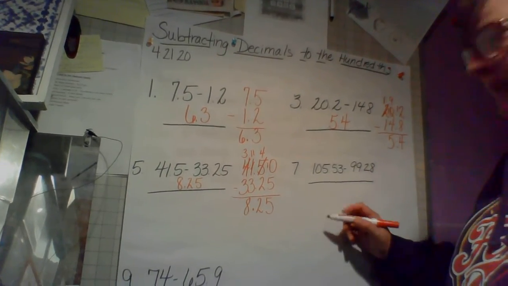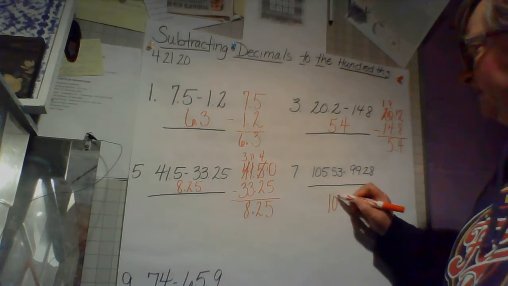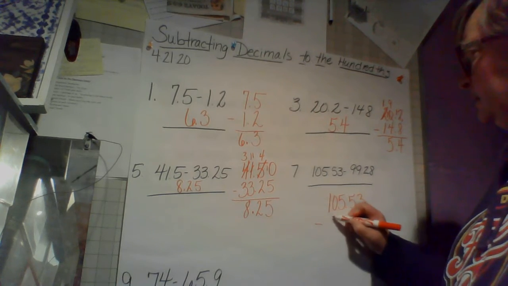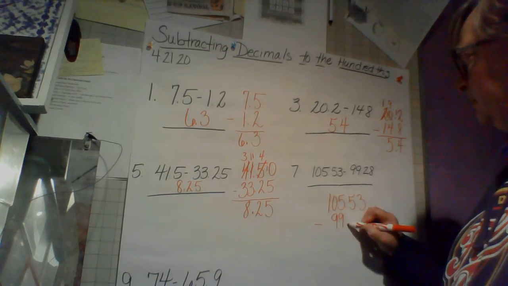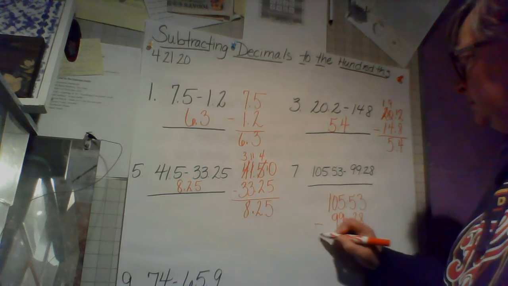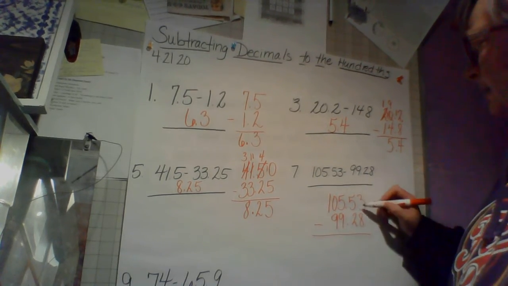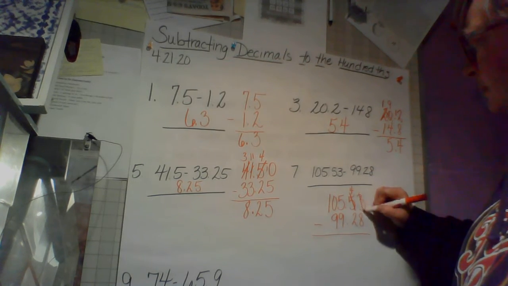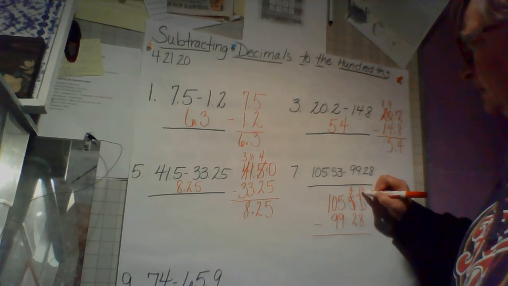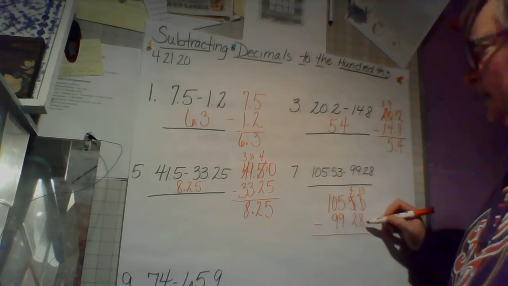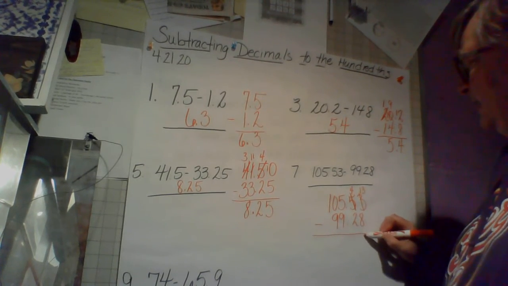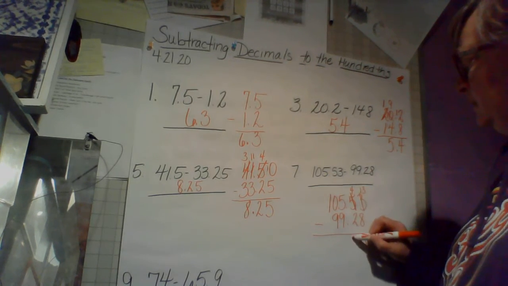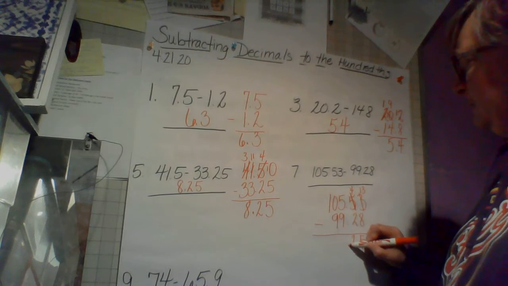Alright, number 7, 105.53 minus 99.28. Alright, so I'm going to my neighbor, I'm going to exchange. 10 plus 3 is 13. 13 minus 8 is 5. 4 minus 2 is 2. Bring down my decimal point.